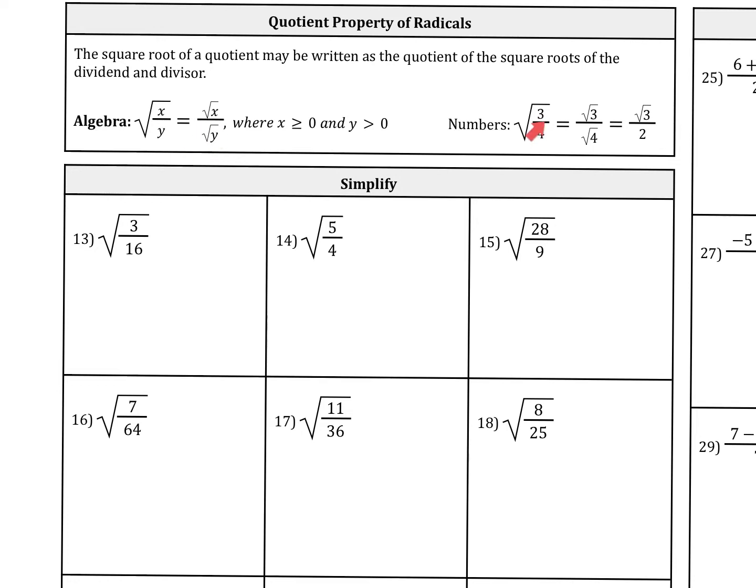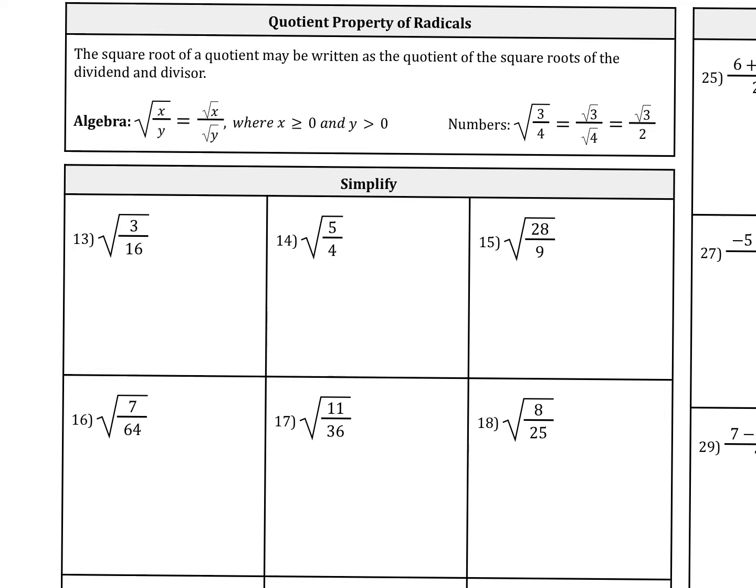For example, you have the square root of 3 over 4. You separate them as square root 3 over square root 4 because you can separate the square roots. Square root of 4 is 2, so your answer is square root 3 over 2. Once you get the radical symbol removed from the bottom, then you can list that as your answer.